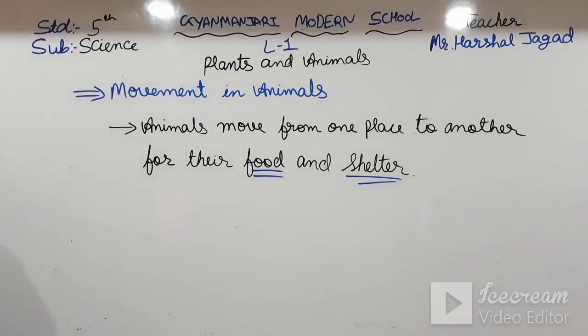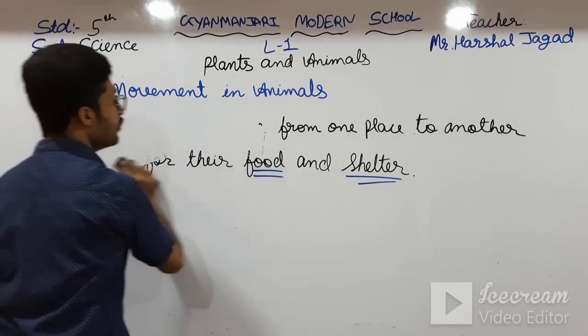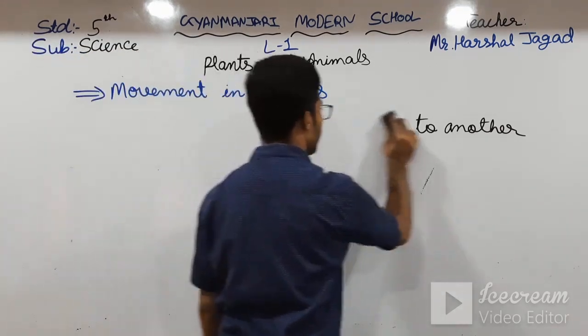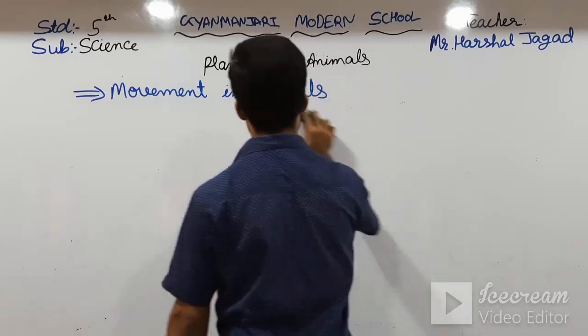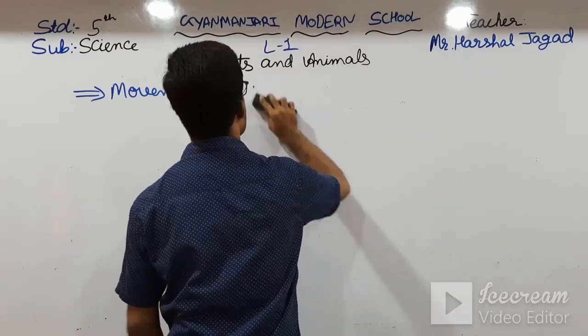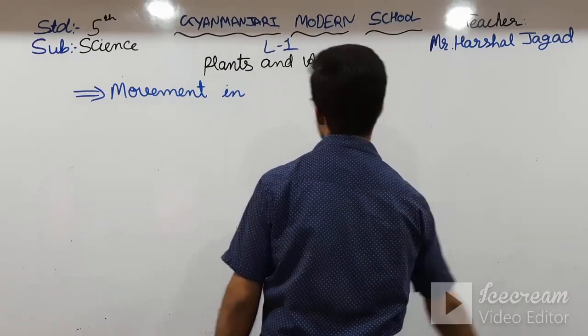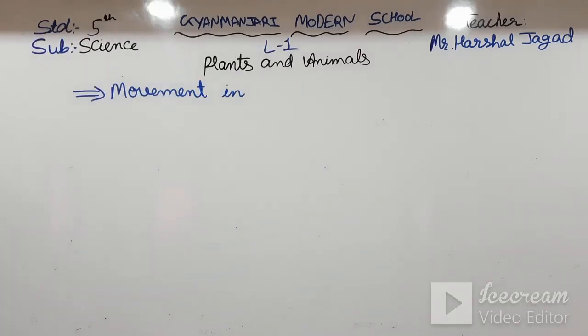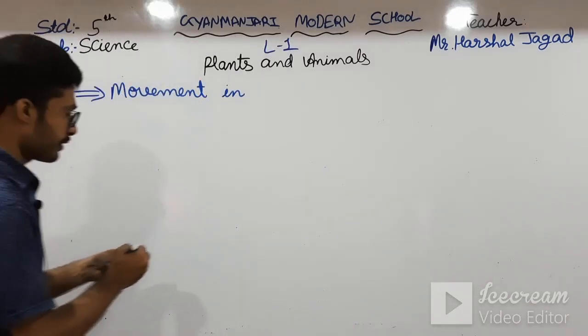Now we will see movements of plant. Movement in plant. First of all, plants cannot move from one place to another place. Why? They have roots.